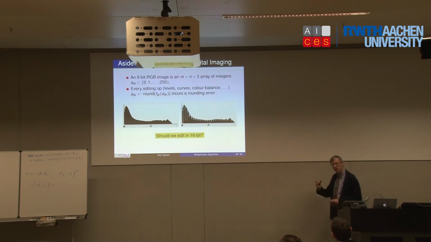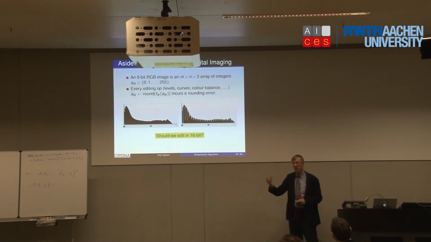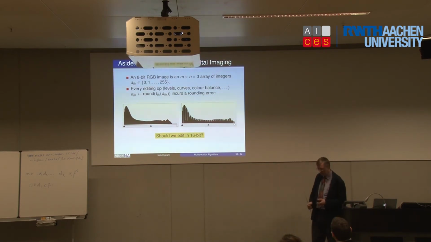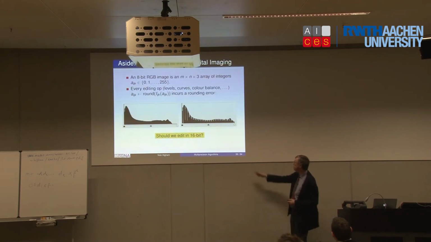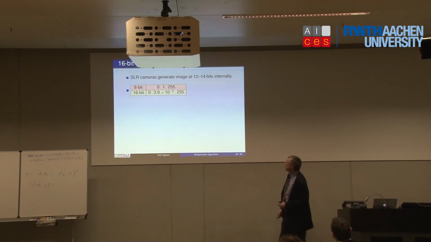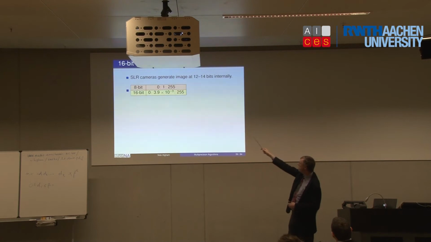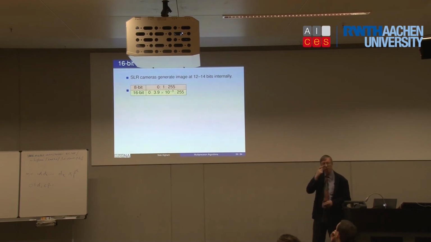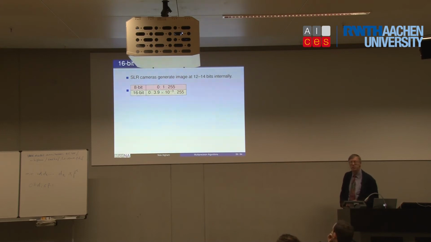In Photoshop, you can convert to 16-bit from 8-bit and do everything in 16. If you do it in 16-bit, you actually do get rid of the troughs. And the difference is that 16-bit has a spacing of about 10 to the minus 3 between 0 and 255, rather than a spacing of 1. So from the mathematical point of view, 16 is the way to go. You've got much better.